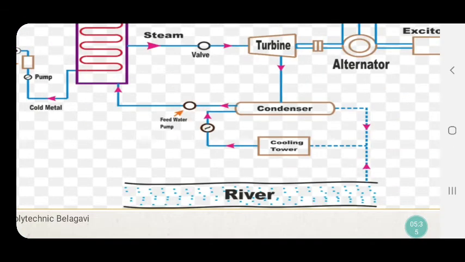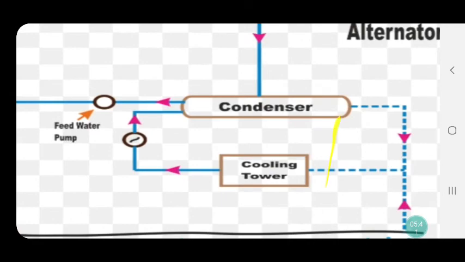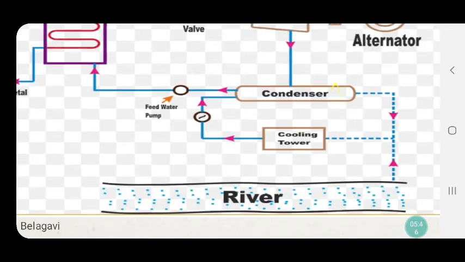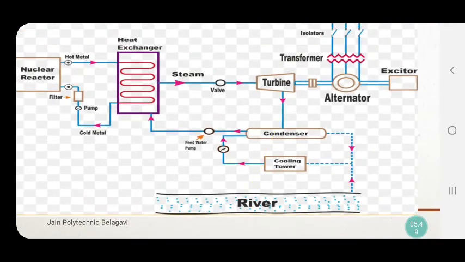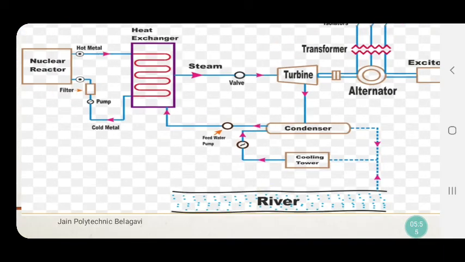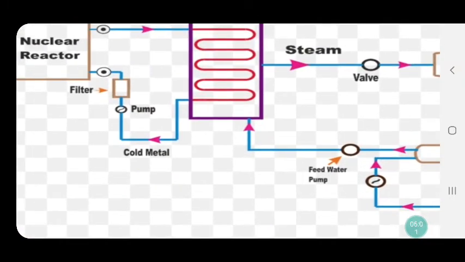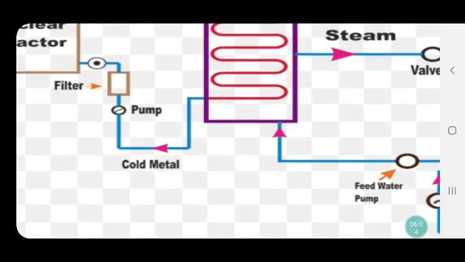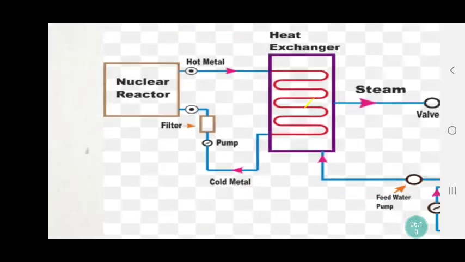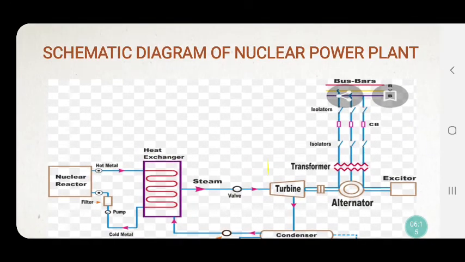The cooling tower is used for cooling purposes. Whatever water is required in the cooling tower is taken from the river, and it is used for cooling. There is one more pump here, the coolant metal pump, and here is the filter. To filter the water which is required in the reactor, we use this pump. This is the working of our nuclear power plant.